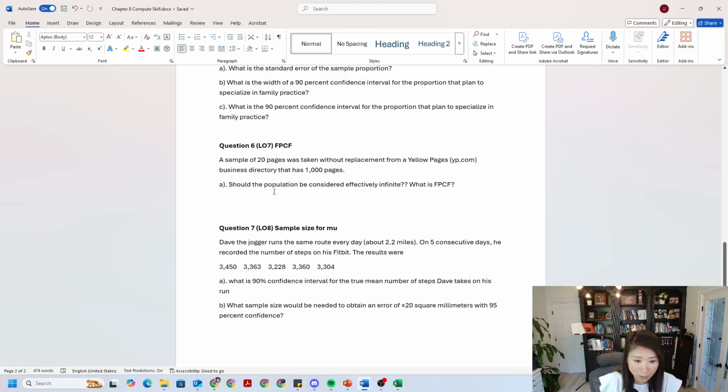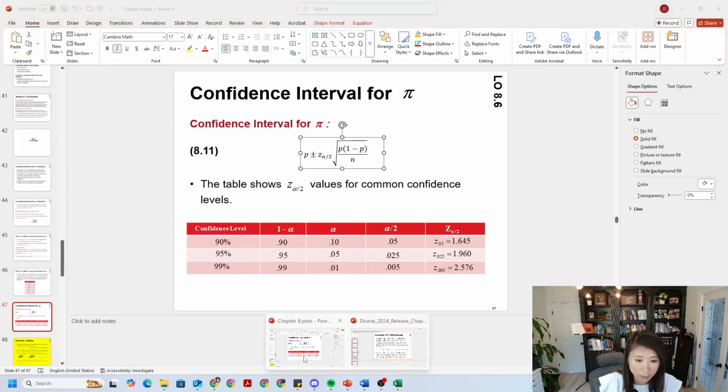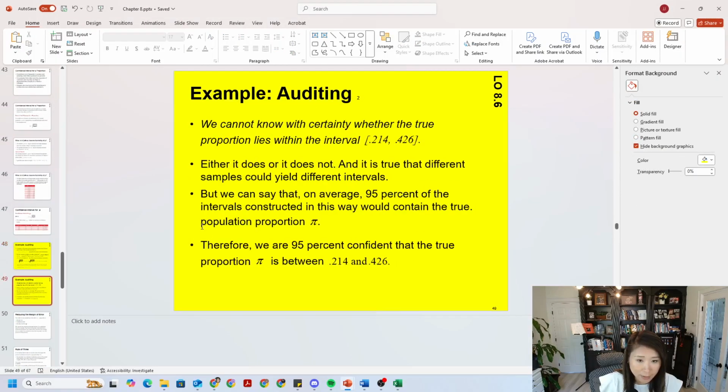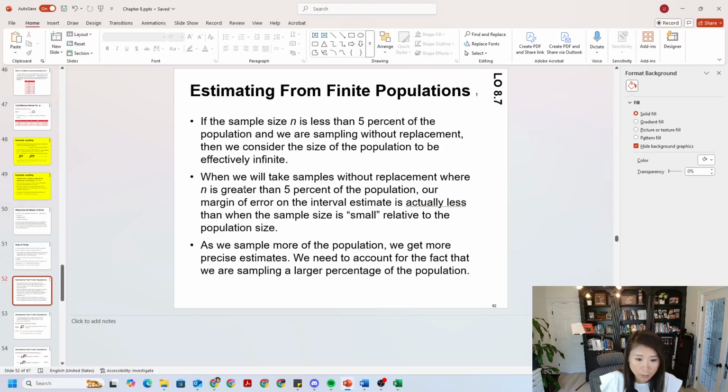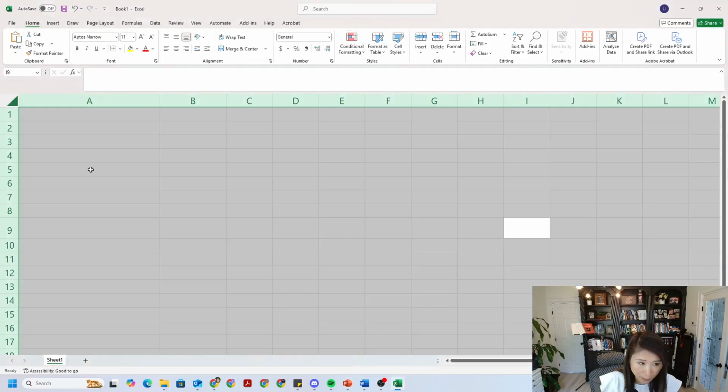To do that, we need to consider the rule of thumb, right? The rule of thumb we learned from our PowerPoint lecture is that if you believe your population is finite, your sample size has to be greater than 5% of the population. That will be considered finite. Otherwise, it will be considered infinite. And again, we already do without replacement sampling. So therefore, let's just see what percentage of the population is being sampled. Okay, let me go back to the formula.